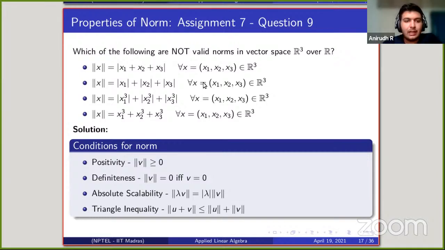Any vector v in the vector space V should have a norm greater than or equal to 0, which is positivity, and we should also have definiteness: the norm of v is 0 if and only if v equals 0. And similarly, as Sir discussed in the lectures, the definition of the norm must also satisfy absolute scalability and the triangle inequality. So we'll make use of the definition of a norm to find out which are the invalid norms.